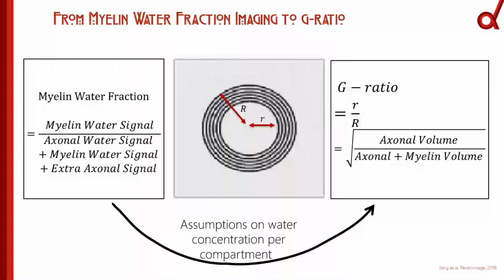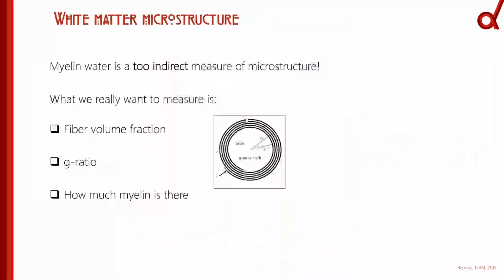But you really have the question of whether these assumptions will actually hold when you get to pathology, where your myelin might not be as tightly fitted around the axon, and that's something that happens, for example, in MS. So the question that we had was, maybe myelin water is too indirect a way of measuring microstructure, because what we actually want to measure, as mentioned by Thomas, is the fiber volume fraction and the G ratio.